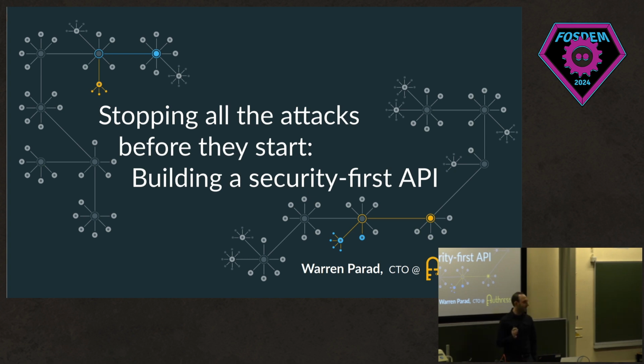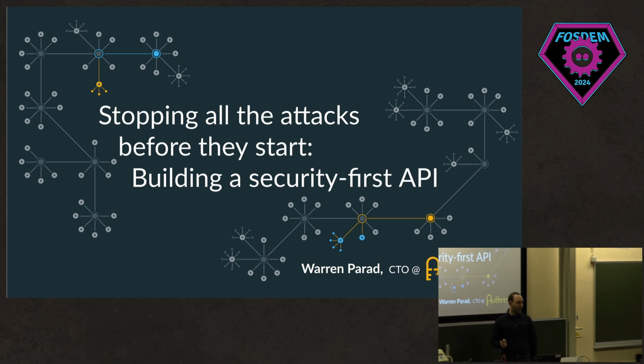This is building a security first API. I'm Warren Parad, and I'm the CTO at Authress, which is a widely used authentication and authorization API. That means we get a lot of requests, API requests that is. So let's talk about that a little bit.